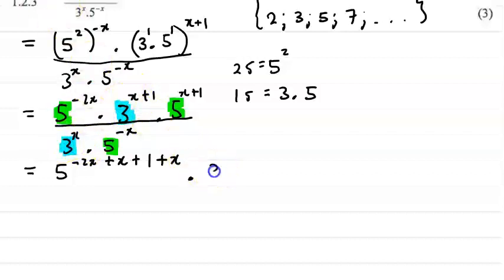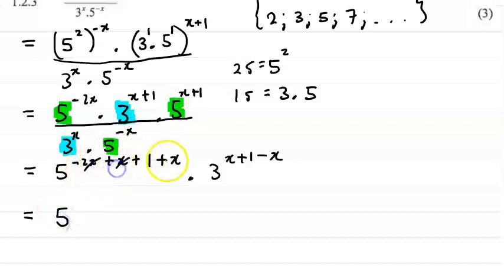So that will be 3 to the x plus 1. Here, because we're dividing, we need to say we're subtracting the x now, right? So it's minus x. We just change the sign once again. Minus x. Simplifying, we're going to be left with 5 minus 2x plus x plus x. So that's minus 2x plus 2x is 0.